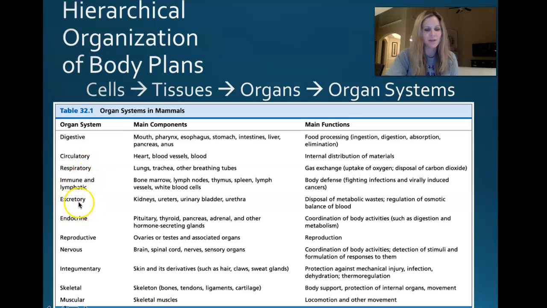Excretory, that's one that a lot of people don't know. It's just the excretions, like from your kidneys. Endocrine, that is one that we're going to talk about in this chapter. Reproductive, that would be really cool if I could get to that this year.